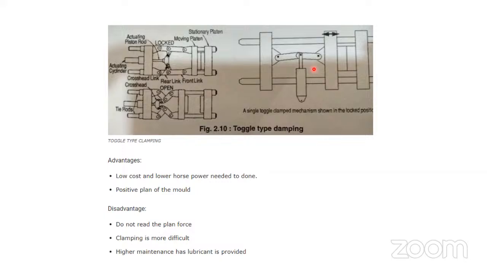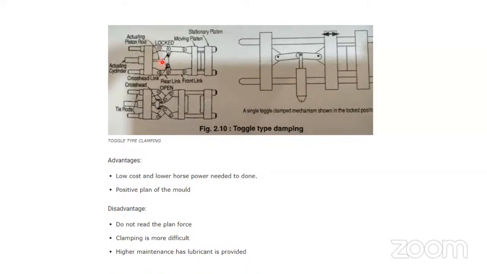See, we have seen a single toggle. Now there is the double toggle system. Double toggle means, see, here a pivot is here. It is also a pivot, right? See, it is joined. See, there are links. How is it joined here? Two links, this and this. Here also two links, this and this. And here is the actuating cylinder.